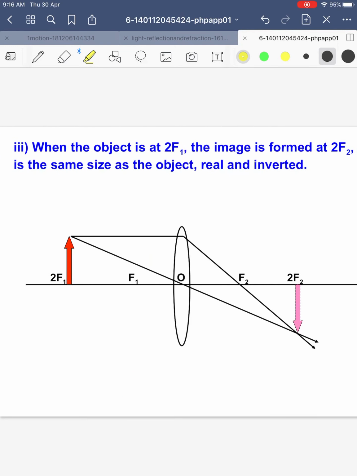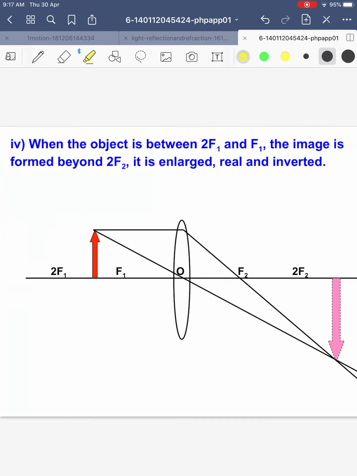Okay, third case, when the object is situated at 2f1. Here the object AB is situated at 2f1. So the first ray which is parallel to principal axis will pass through focus. Second, which passes through optical center, passes undeviated. Two rays intersect at point A dash. So A dash B dash is the image of the object AB. We can see that the size of the object and image is same. Image will be formed at 2f2. It is same in size as the object and it is real and inverted.